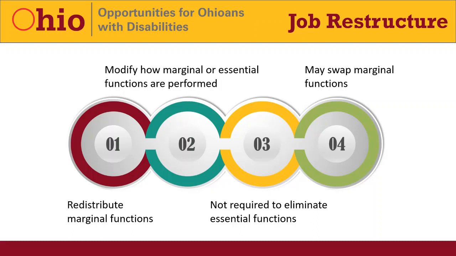The reasonable accommodation provided included the employer restructuring how these essential functions are performed by providing the employee with a checklist of the tasks to perform and in what order.